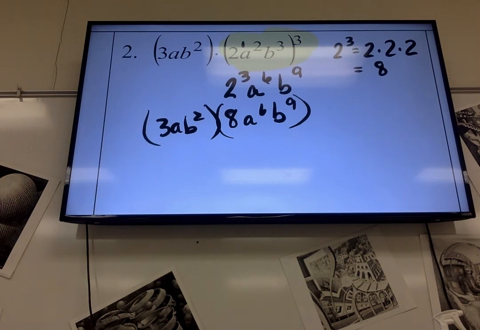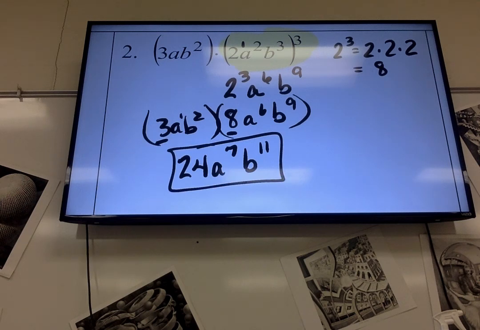Now, what a lot of people were asking, and I totally get it, they were trying to get these two the same. And normally that's true, that's what you would do. But since neither one of them really have a power other than 1, you just multiply like you normally do. 3 times 8 is 24. Then, with the letters, when I'm multiplying, the exponents I add. So I have a to the 7th and b to the 11th. Don't forget, there's an understood 1 by that a, so you do have to add it.